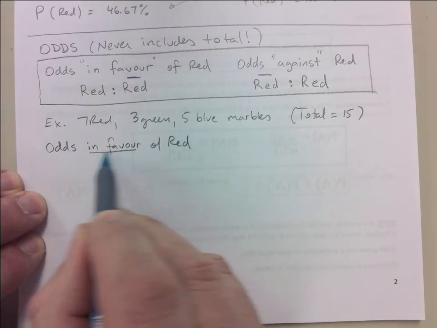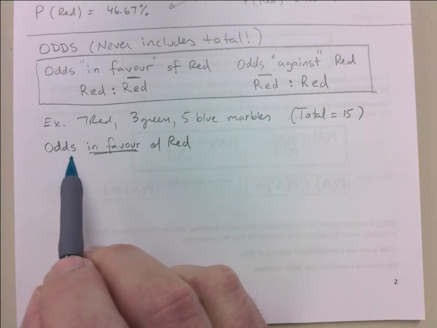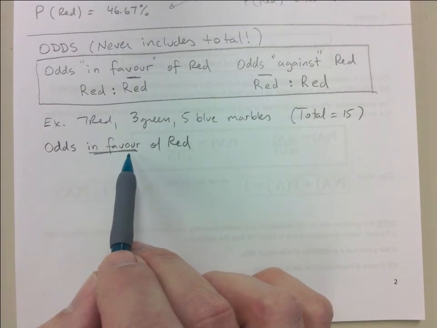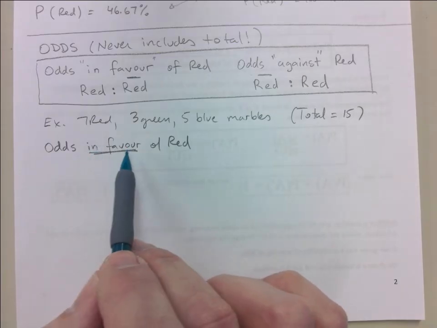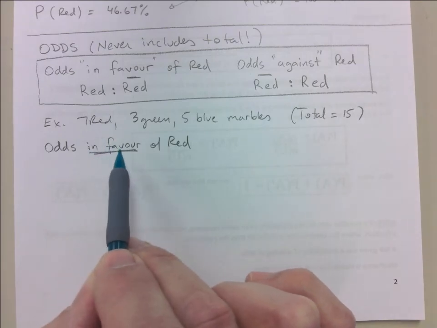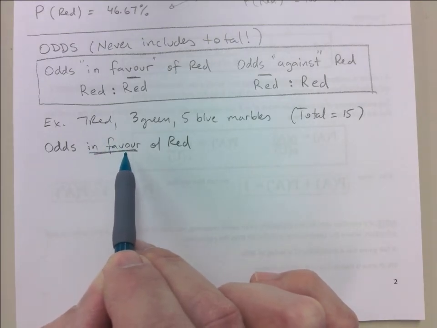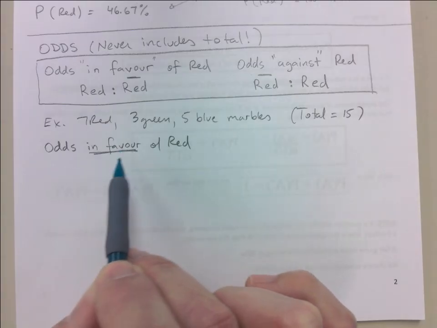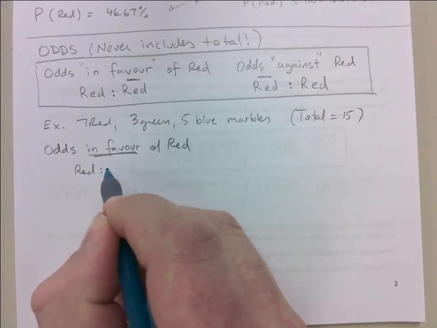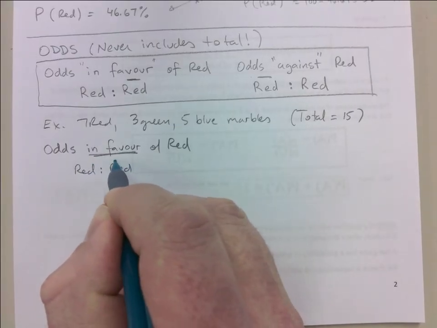Because of the words in favor, by the way, guys, there's no such thing as just the odds. It will be odds in favor or odds for. It has to be followed up with what's happening. Is it in favor or is it against? Is it for or is it against? If it's in favor of red, you should immediately know it's red compared to not red.